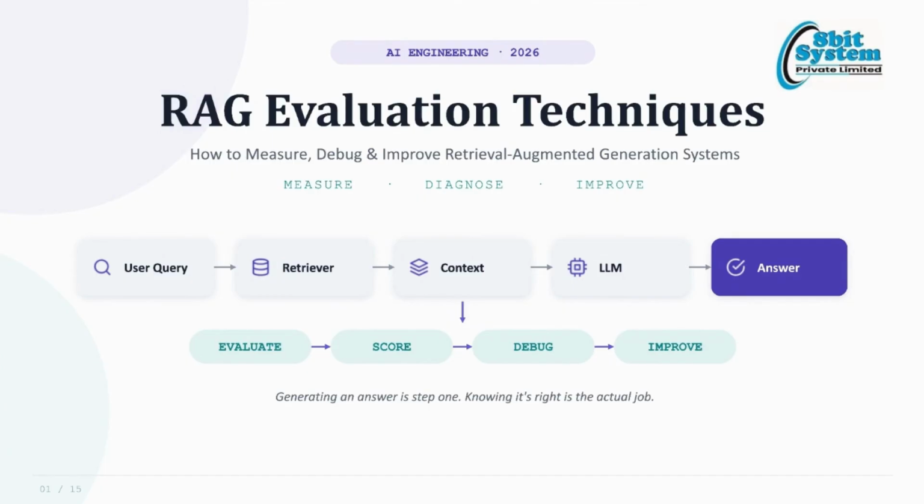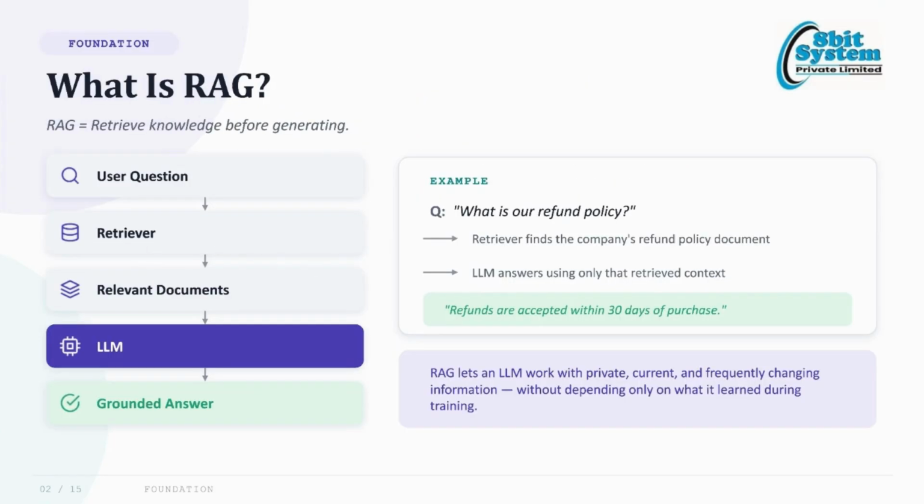Your RAG system looks and sounds right, but doesn't mean it actually is right. Building a RAG pipeline in 2026 is the easy part. Knowing whether it's really working is what this video is about. In the next few minutes, we'll see how to measure retrieval and generation separately and build an evaluation loop you can actually trust. Quick refresher. RAG means retrieve knowledge before generating.